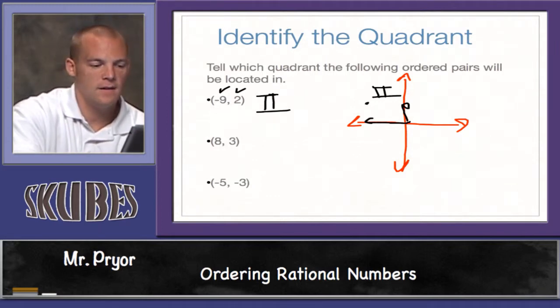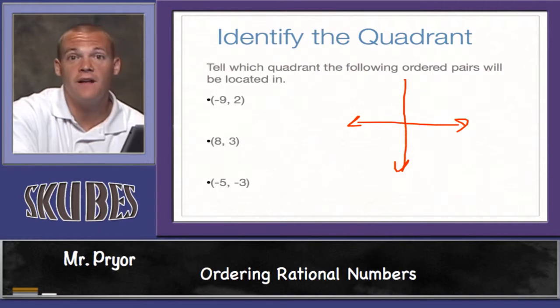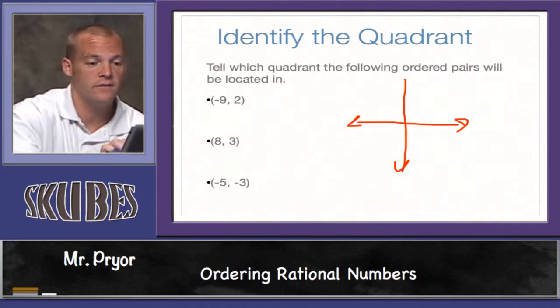For the next example, we have 8, 3. 8, 3 is 2 positive numbers, and 2 positive numbers put you in quadrant 1. You would go to the right 8 and then up 3.